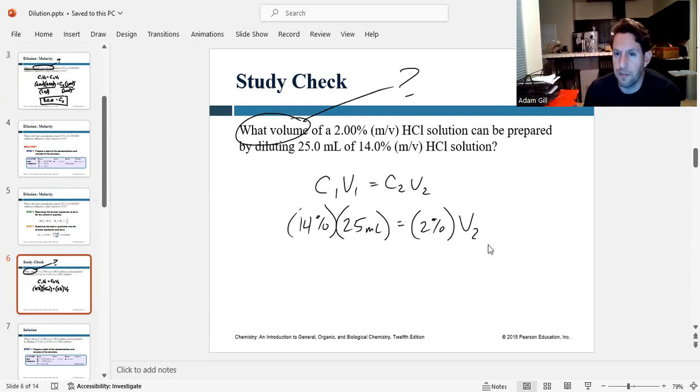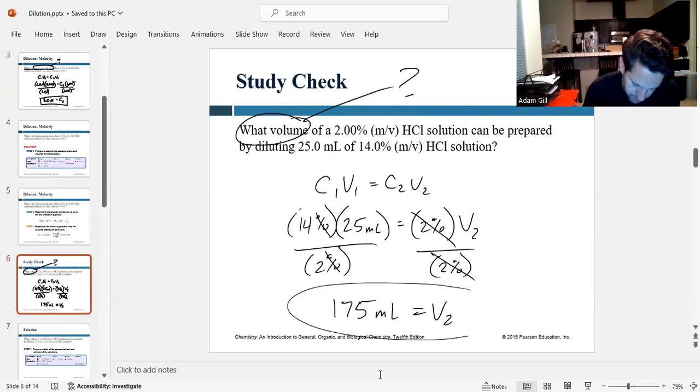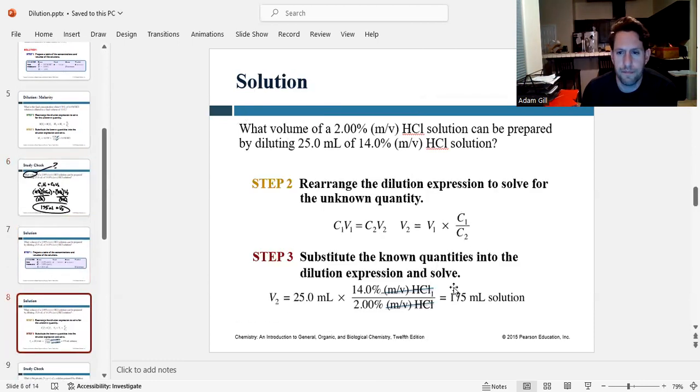So to solve for V2, just divide both sides by the 2%. That cancels, and percent cancels percent. And so 14 divided by 2 times 25 should be 175 milliliters. And let's see if we did it right. Cool.